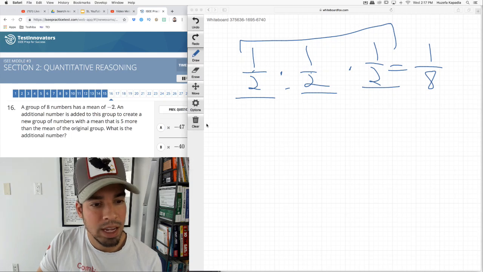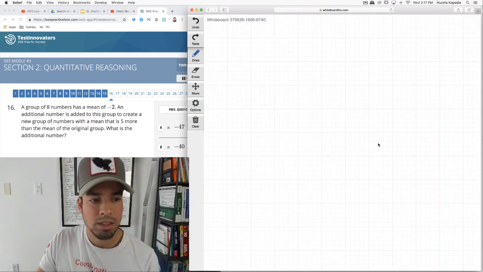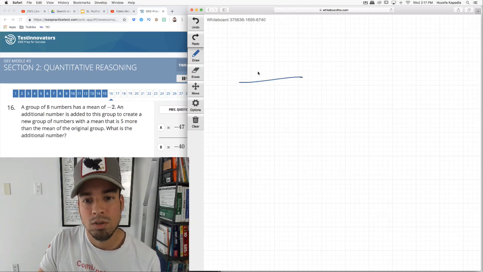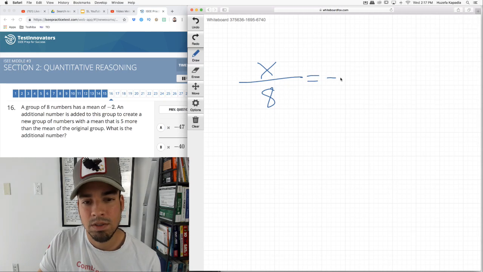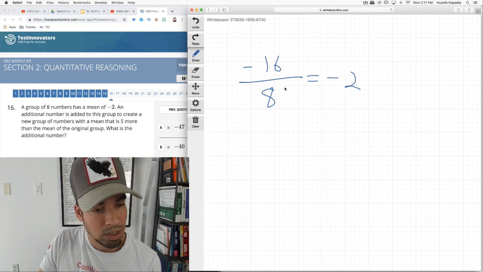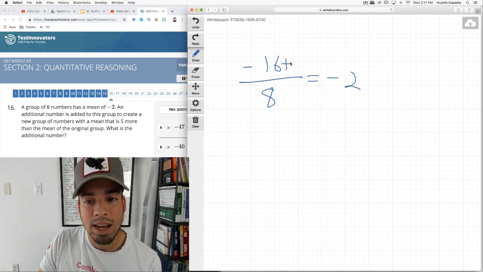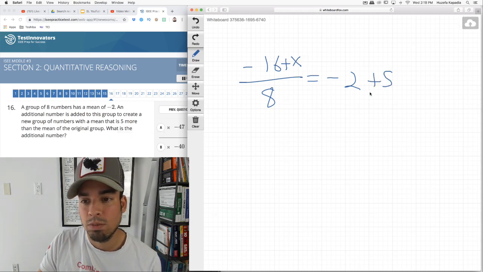Next, a group of 8 members has a mean of -2. Okay. So the group of 8 numbers has a mean of -2. So this would be the total of them adds up to -16. An additional number is added to the group to create a new group of numbers with a mean that is 5 more than the mean of the original group.